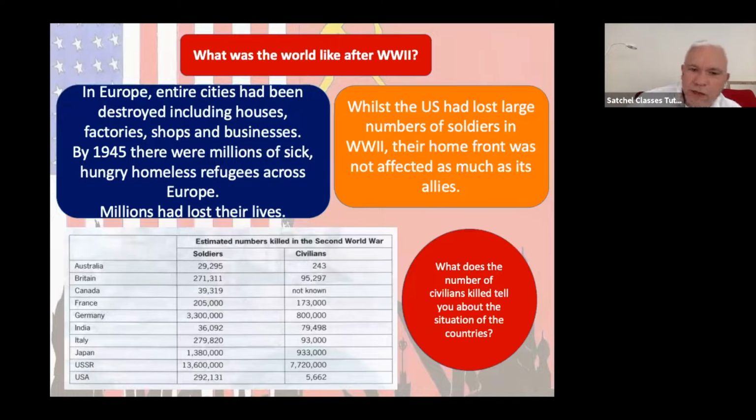Now, one of the key things you should be thinking about: entire cities have been destroyed in Europe. And if you look at the table on the bottom of that screen, one thing you might notice is how many civilians and soldiers the USSR, or Soviet Union, lost. We are talking about over 20 million people. You've got to keep that in your mind, because that does explain some of what went on later on. They lost more people, civilians and soldiers, than all the other countries put together. So that changed the way they thought for a large part of post-war time.